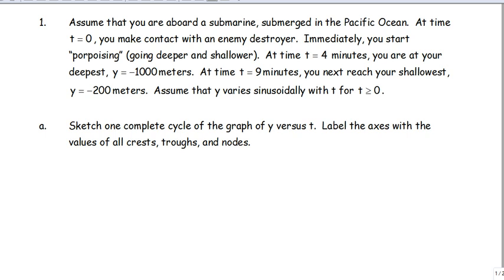Okay, so for this problem we're on a submarine in the Pacific Ocean. At time equals 0 we just make contact with the enemy destroyer. That does not mean at time equals 0 we are at our highest point or our lowest point or in the middle. I didn't tell you that. So do not assume that that is one of our key points. That's just telling you when you are starting your movement. So we're porpoising, I can't say that word, going deeper and shallower.